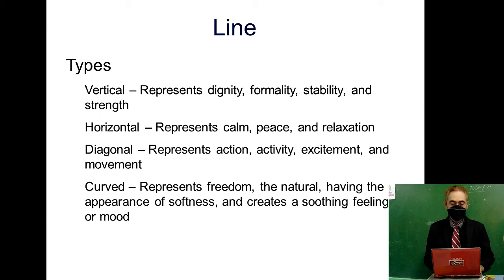Now let's go to the meaning of different kinds of line. Types of line: vertical represents dignity, formality, stability, and strength. Horizontal lines represent calm, peace, and relaxation. Diagonal lines represent action, activity, excitement, and movement. Curved lines represent freedom, the natural, having the appearance of softness, and create a soothing feeling or mood.